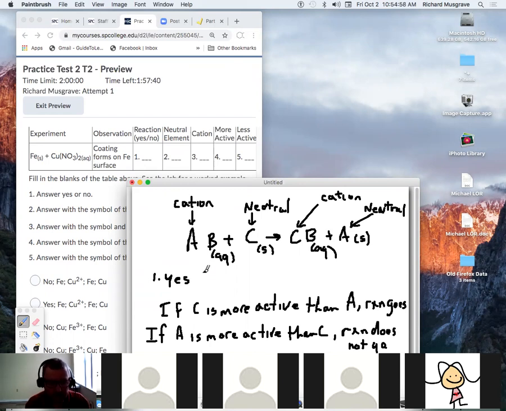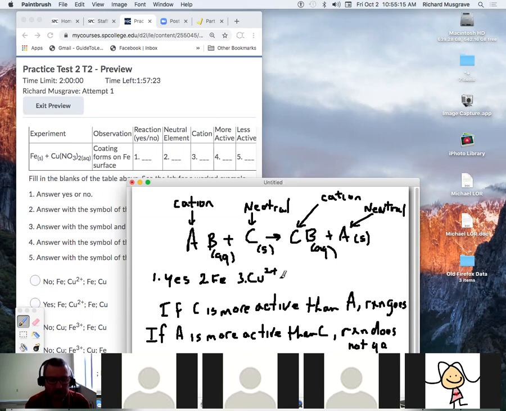The neutral element, well, that's going to be the Fe. The cation, that's going to be the Cu, Cu2 plus specifically. And then you can figure out which one was more active.